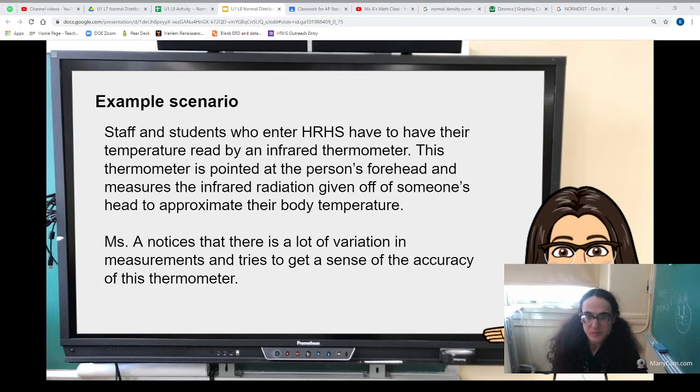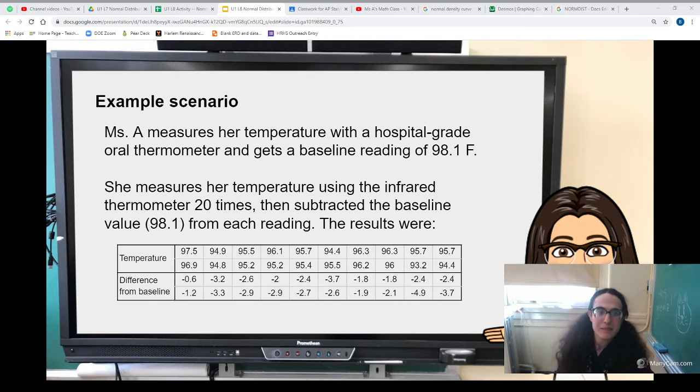So, to the statistics mobile. Miss A, being her wonderful nerdy self, borrows one of these from the school nurse. She also gets a hospital grade oral thermometer, just one of those regular ones with the little digital readout that you stick under your tongue. That's the gold standard right now. So the idea is I take my reading, and this is my true current temperature according to this thing that I am confident in. So I get 98.1 degrees Fahrenheit, and this is going to be my baseline.